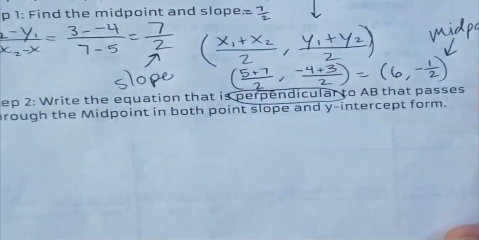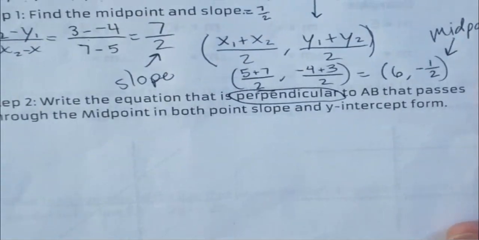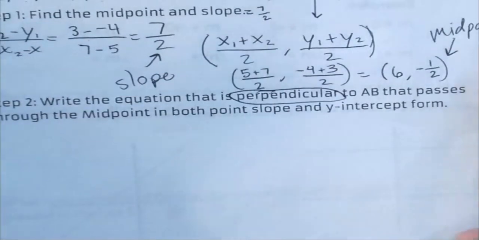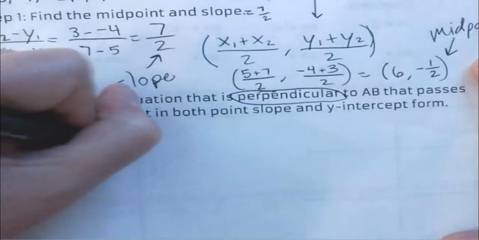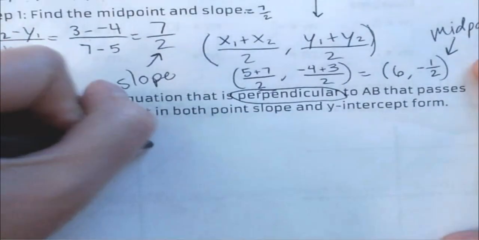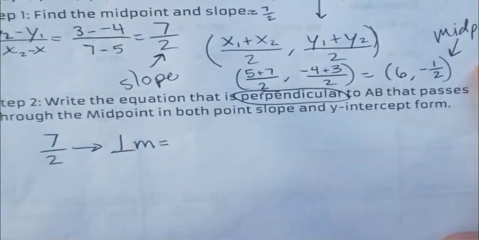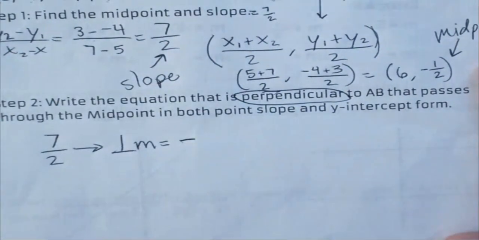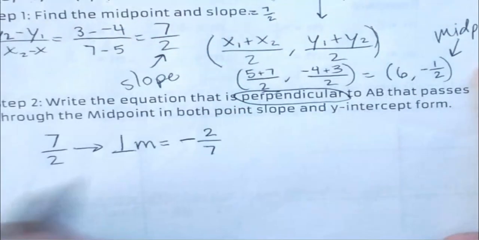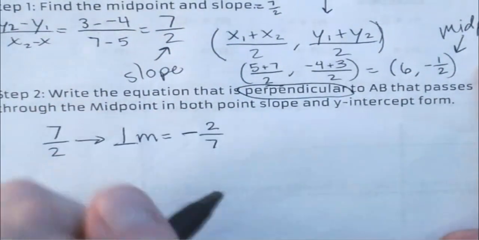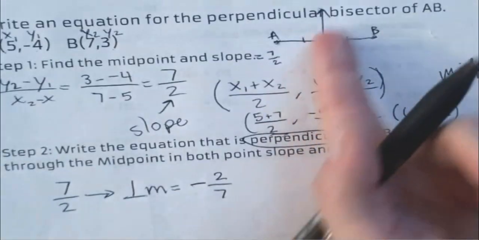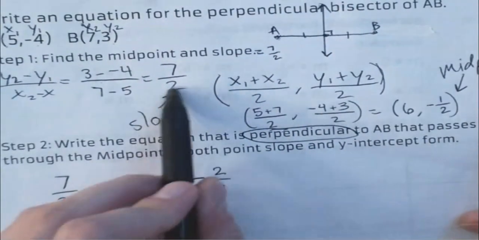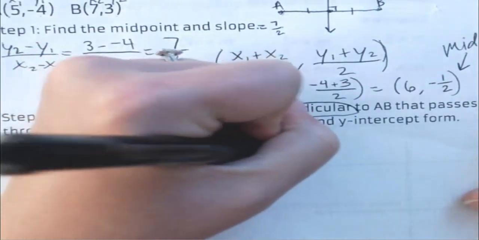And you've done this before, but you flip it and you change the sign. So it's the opposite reciprocal. So if my slope is 7/2, then my perpendicular, remember that's a symbol for perpendicular, my perpendicular slope would be, change the sign so it would become negative, and then flip it so it would be 2 over 7. So this is the slope that I need to use, and then my point doesn't change. The point is still right there, but the slope has to be perpendicular to the slope of AB. And then my point is 6, negative 1/2.